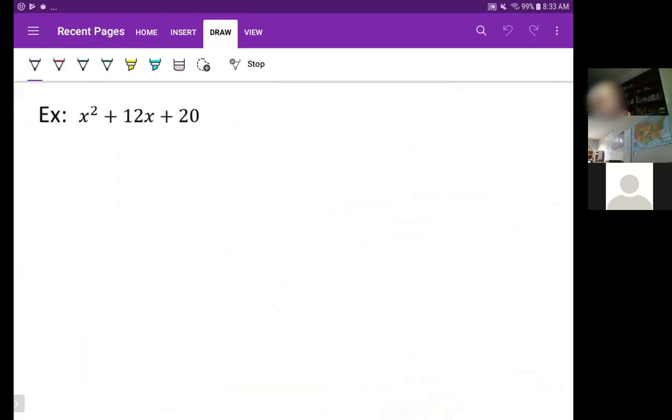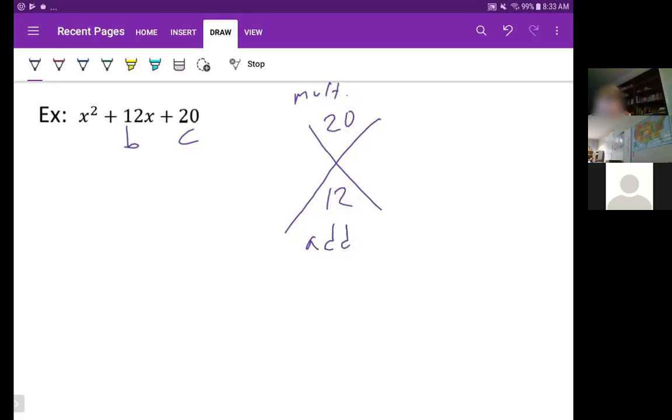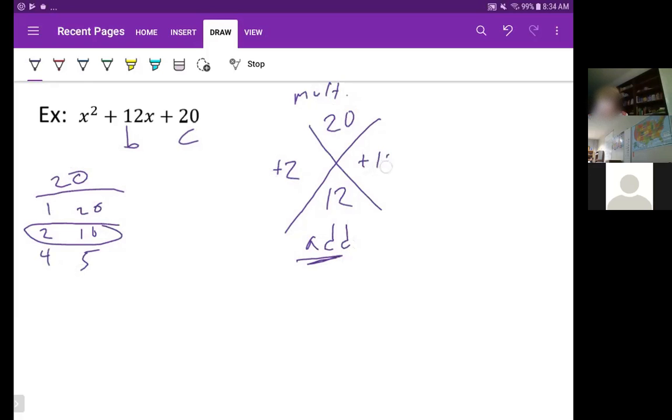So make your X. This is the C, and this is the B. C goes on top. So positive 20 goes here, 12 goes here. So we're looking at things that multiply to this number and add up to this number. So for 20, here's your options. Positive 1 and 20, positive 2 and positive 10, positive 4, positive 5, and they have to add up to 12. So there we go. Positive 2, positive 10.